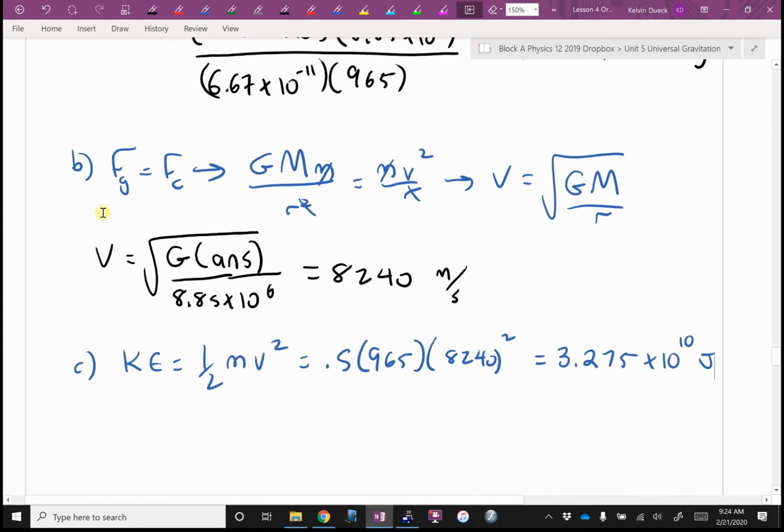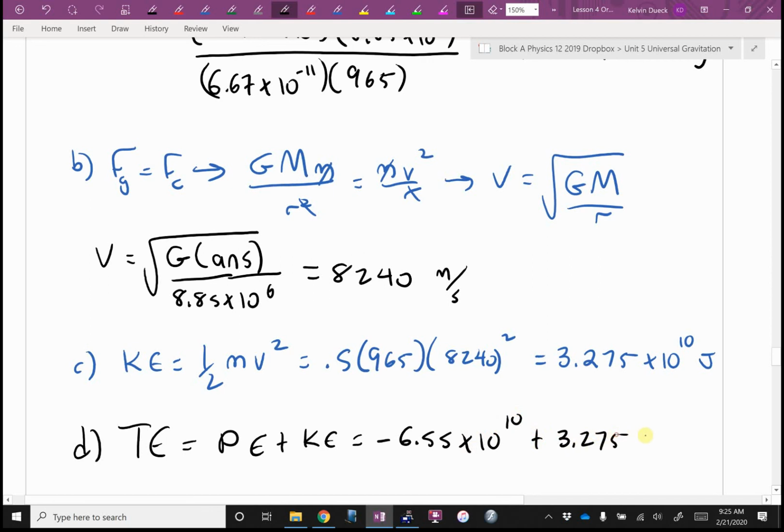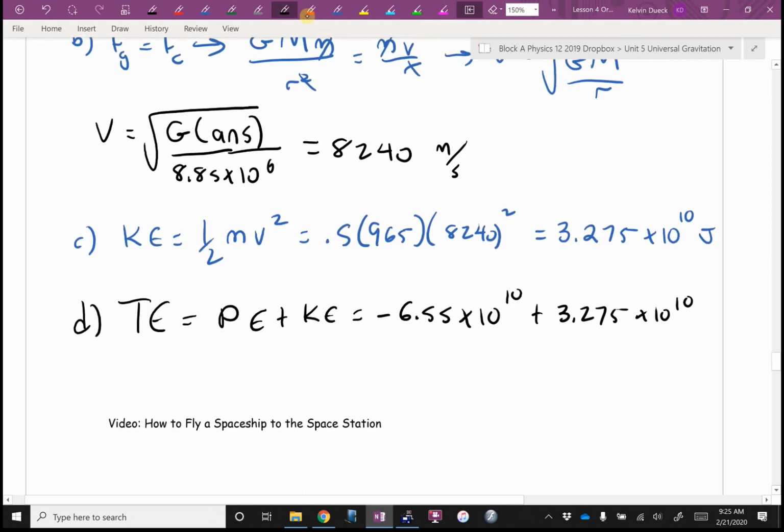What does D want me to find? How do I find total energy? Take the potential, not changing. Take the kinetic, not changing. My abbreviation for total energy is PE plus KE. So it's going to be negative 6.55 times 10 to the 10th plus 3.275 times 10 to the 10th. What do you get?